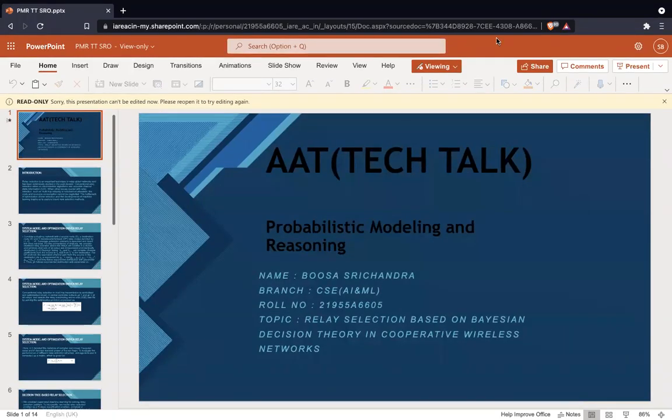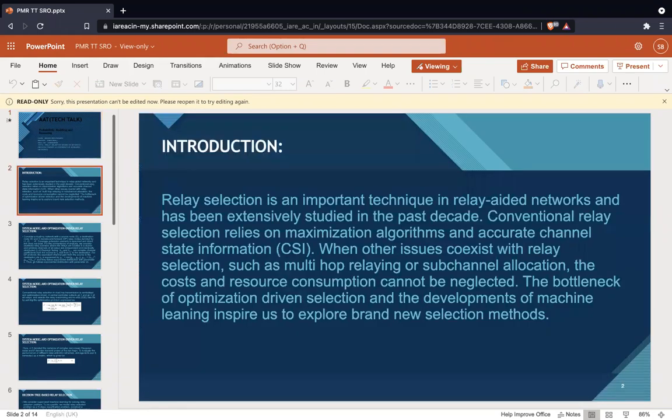Hi, my name is Sri Chandra, and today my topic is relay selection based on Bayesian decision theory in cooperative wireless networks. Let's get into our topic.